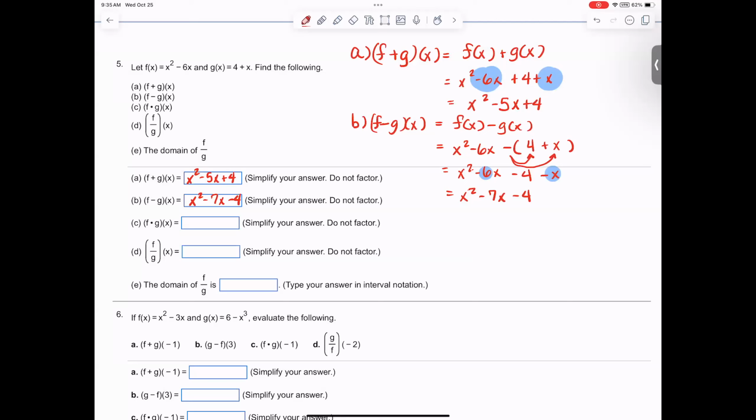Okay, now we're going to find the product function. And to find the product function, we're going to multiply the two functions together. So we're going to just simply multiply those two functions together. And I'm going to do that by FOILing.